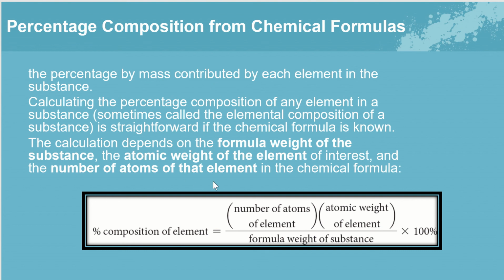So words are nice and well. However, you might understand better an actual equation, or formula. The percentage composition of the element is equal to the number of atoms of the element multiplied by the atomic weight of the element, divided by the formula weight of the entire substance, times 100. So that is how we calculate our percentage composition.